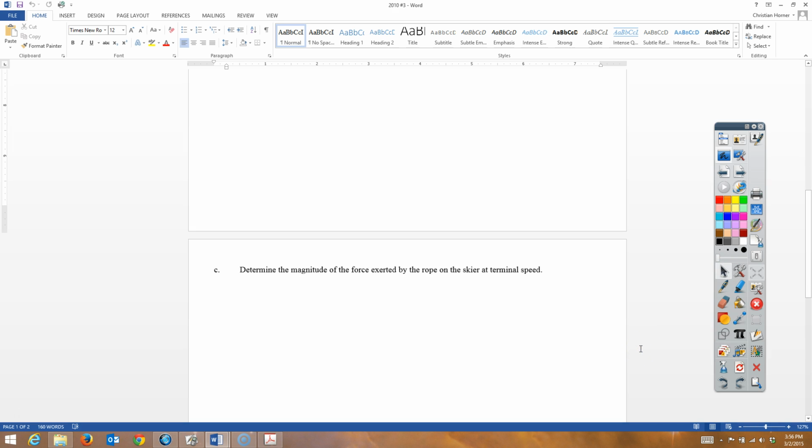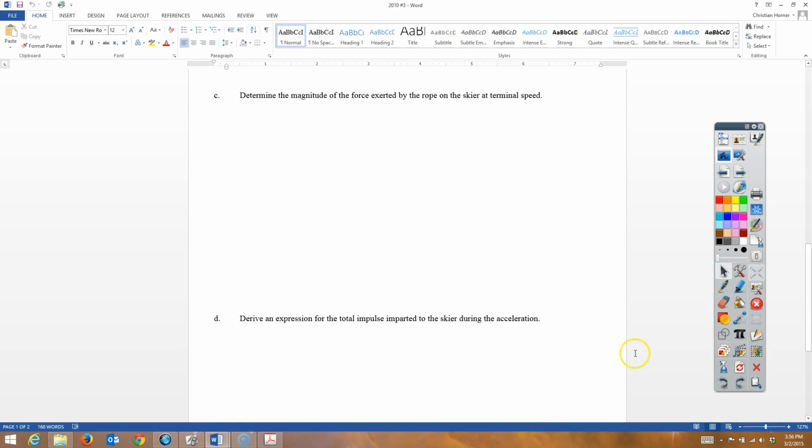It says determine the magnitude of the force exerted by the rope on the skier, and then it does say at terminal speed. So for this one, we're just going to say the net force. So F net should be equal to the force of the rope minus mg sine of the angle, and that should be equal to ma.